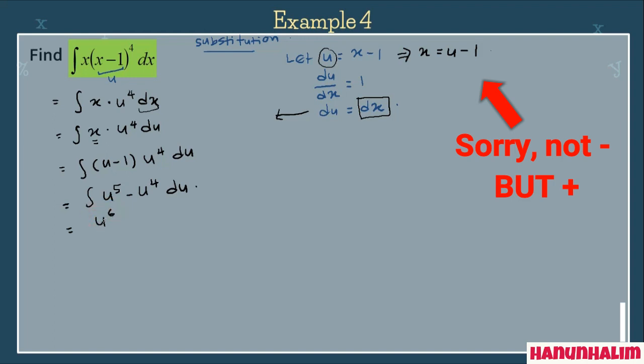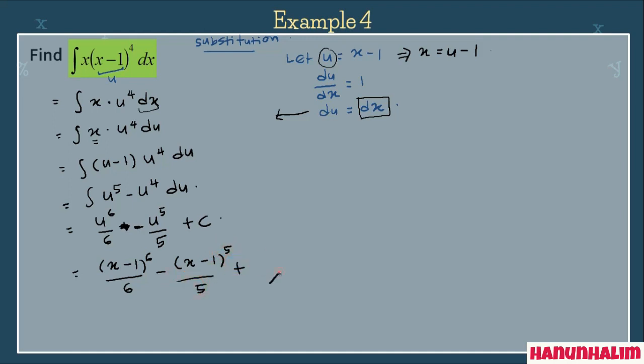U to the power of 5 integrate, kita akan dapat u to the power of 6 over 6. U to the power of 4, bila integrate, kita akan dapat u to the power of 5 over 5 plus c. And then don't forget, substitute balik kita punya u. Our u is x minus 1. So x minus 1 to the power of 6 over 6 minus x minus 1 to the power of 5 over 5 plus c. Okay, so this is the final answer by using integration by substitution untuk example 4.